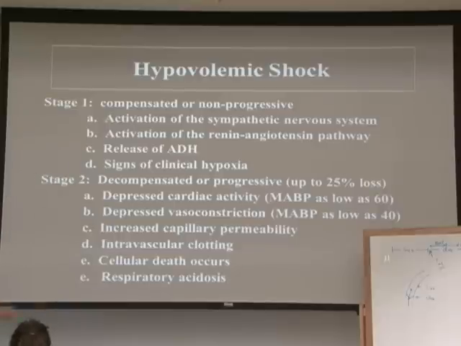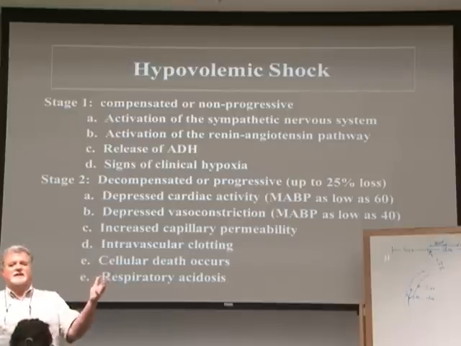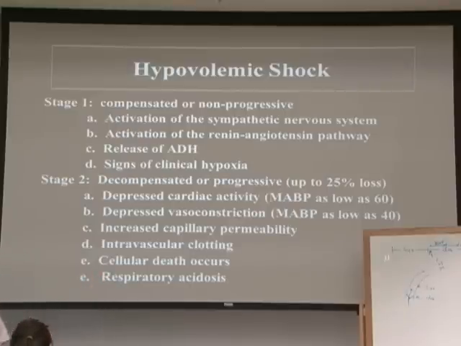So in stage one, compensated shock, we're going to get an activation of the sympathetic nervous system. So how did you know that from the symptoms? The signs that you were just doing, a pulse rate, respiratory rate. Is this because the patient's going to be in tachycardia and they're going to be hyperventilating? So when they're in shock, you know that they've got this sympathetic response going because they're in tachycardia, they're hyperventilating already. So you know that the sympathetic nervous system is trying to help them out.